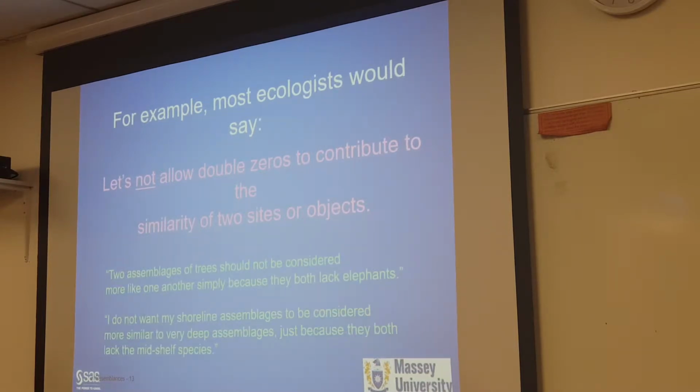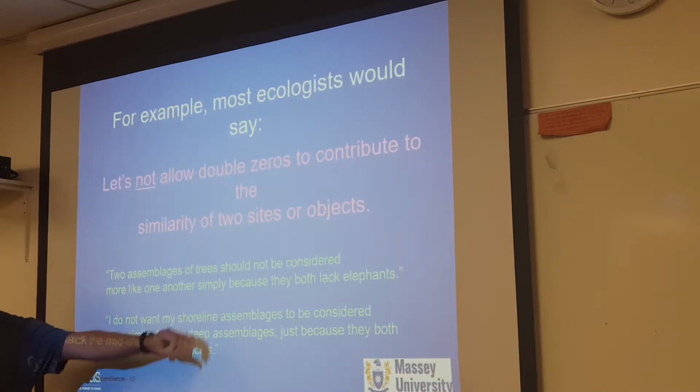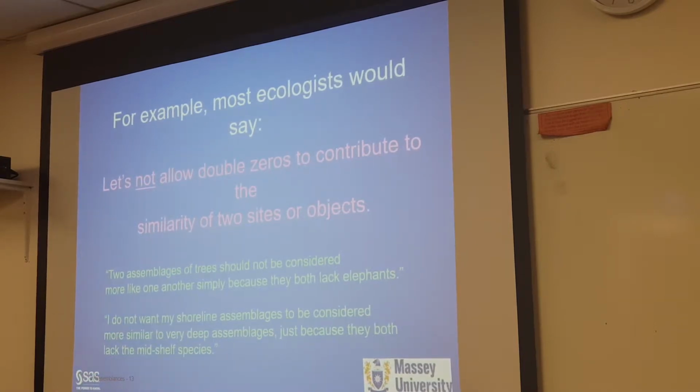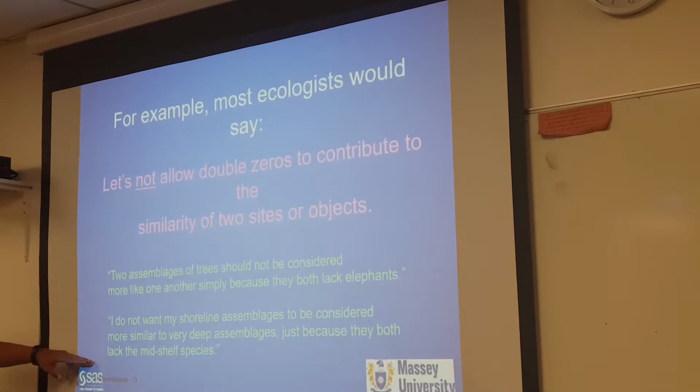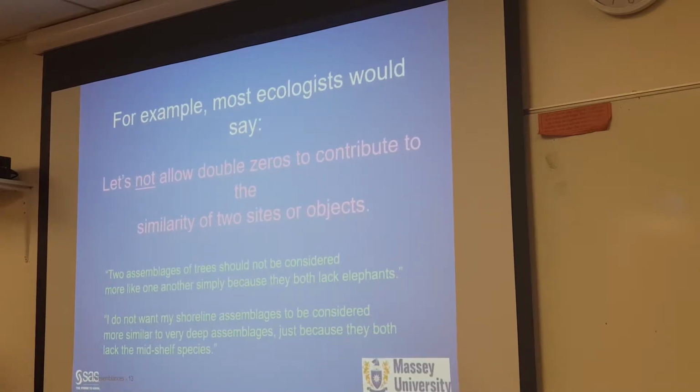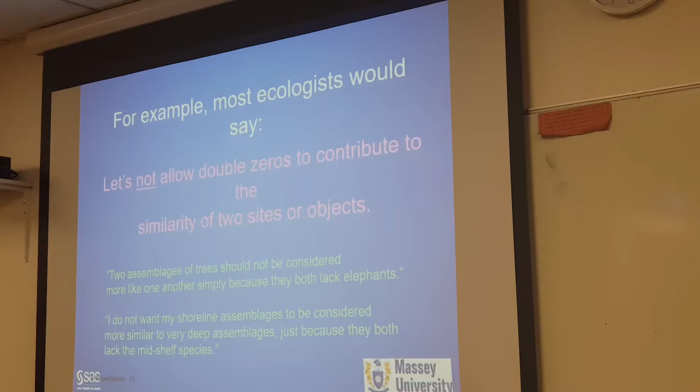So 2 assemblages of trees should not be considered more alike simply because they both lack elephants, for example. Or in my case, I'm a marine biologist, and I often have studied shellfish assemblages. When I say the word assemblage, I mean a group of animals coexisting together, basically. I don't want my shoreline assemblages to be considered more similar to very deep assemblages because they both lack the mid-pelagic species, the animals that live in the middle of the water. But you see my logic about the problem with double zeros and how perhaps you don't want that to be measured when you're describing similarity.